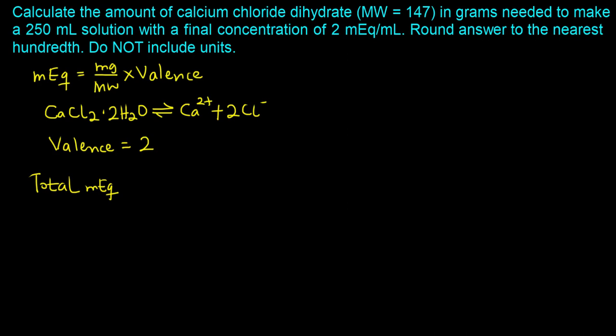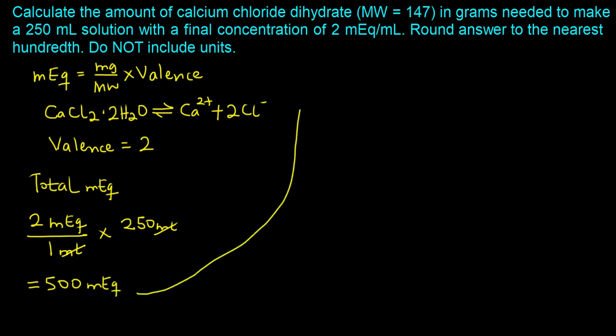And the way we do that is to take the concentration, which is 2 milliequivalents in 1 milliliter, and multiply that by the volume of the solution that needs to be prepared. So that will be multiplied by 250 milliliters. The milliliters cancel out, and that ends up being 500 milliequivalents.